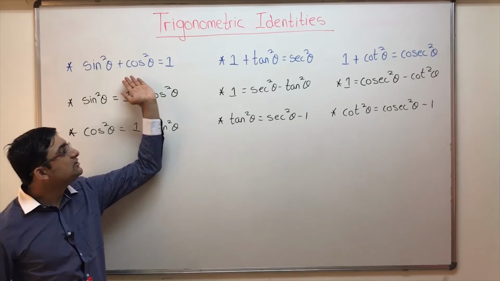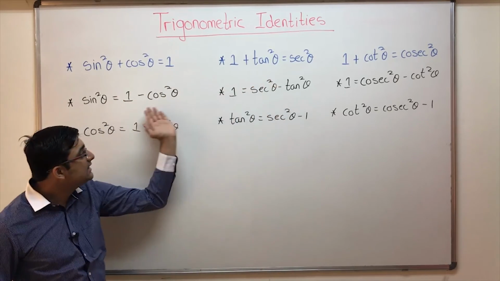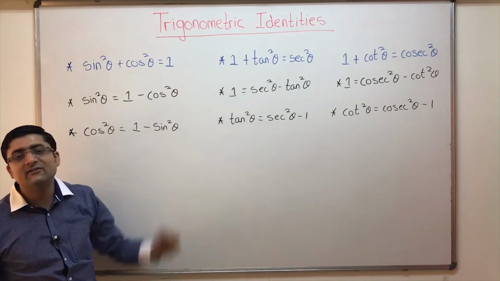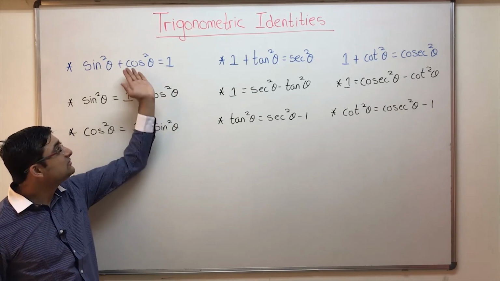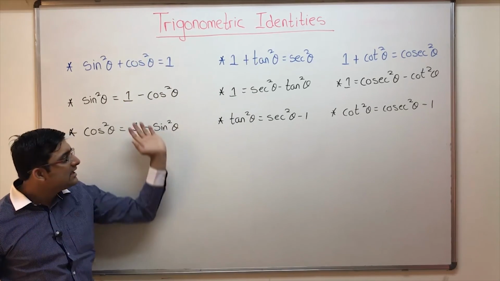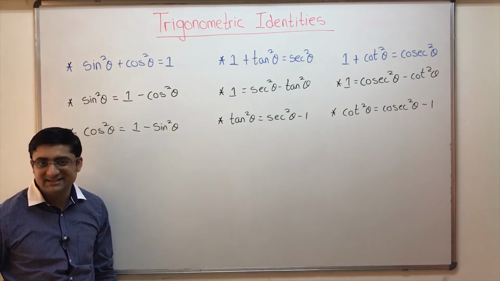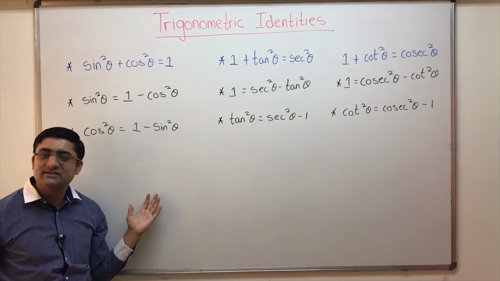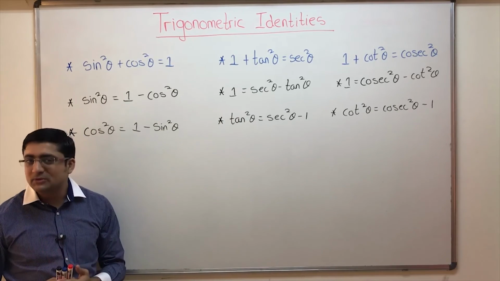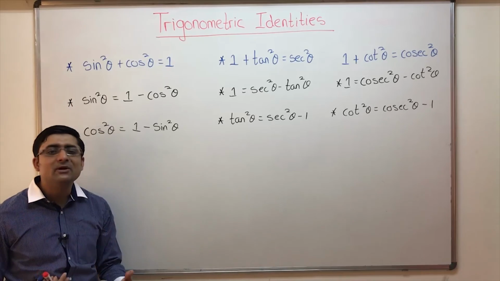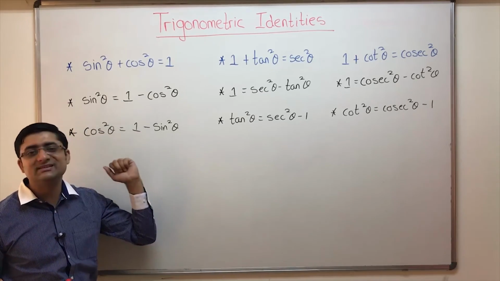Is this clear? So these are the three basic trigonometric identities, and these 6 we can further derive from these 3. So please ensure you remember these 3 identities and you're comfortable in deriving these 6. So we're done with the learning part of the concept. Now we'll practice examples on how to use these identities.